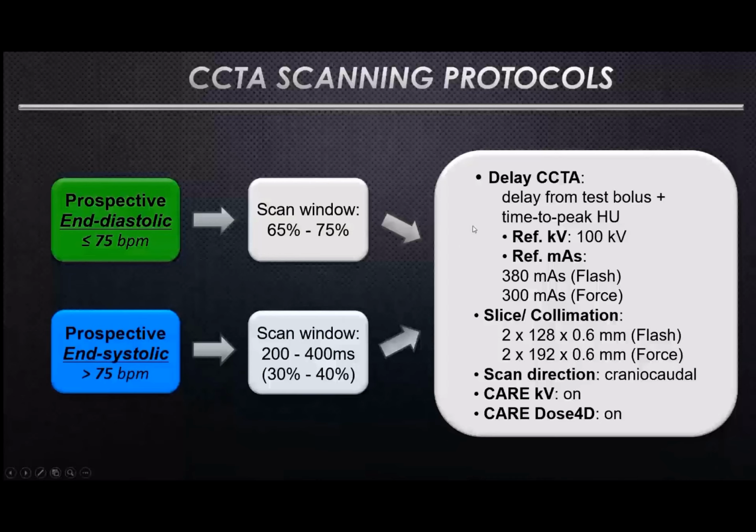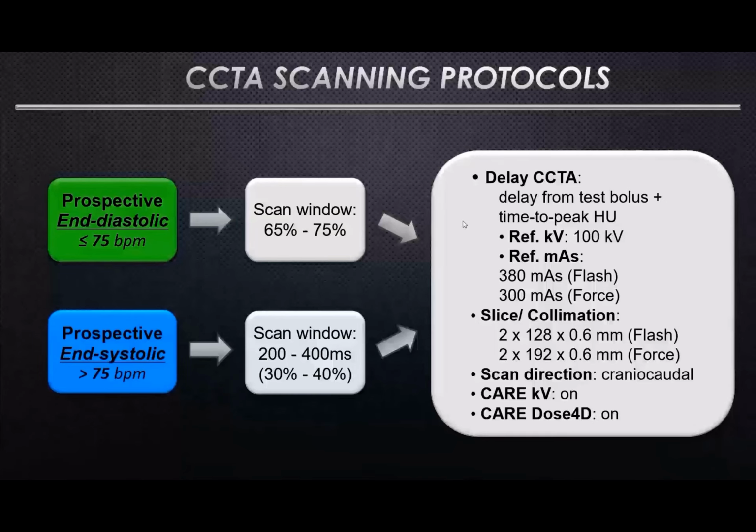The rest of these protocols is completely the same, so the delay for the actual image acquisition is the delay from the test bolus plus the time to peak. That means you have to add those two values. And then you have preset values: reference kV is 100 kilovolts, and reference mAs, that means milliampere second, which defines the tube current, is 380 with the Flash scanner, second generation, and with the Force scanner, third generation dual source CT, it's a bit less, 300.